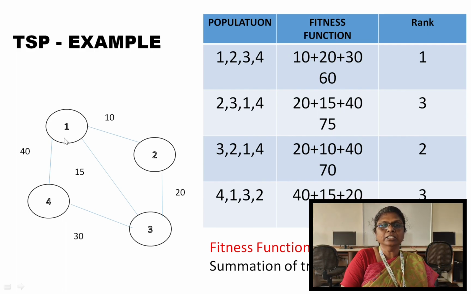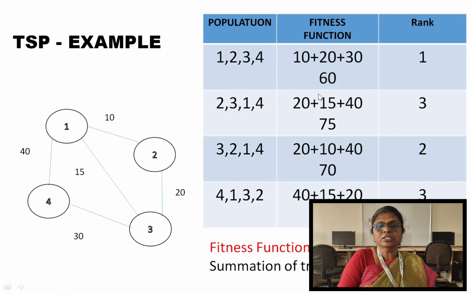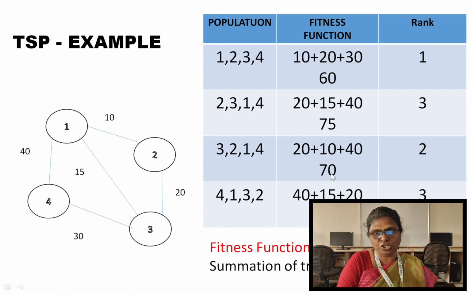So you can see here that the cost of travel between 1 and 2 is 10, and 2 and 3 is 20, 3 and 4 is 30. It is added, 10 plus 20 plus 30, it is 60. So similarly we are finding the possible solutions that we call a population. So it is 2, 3, 1, 4; 3, 2, 1, 4; 4, 1, 3, 2, and we are calculating the fitness function.